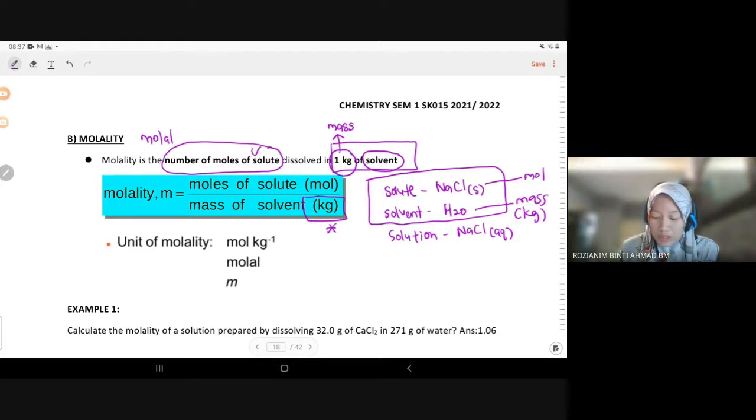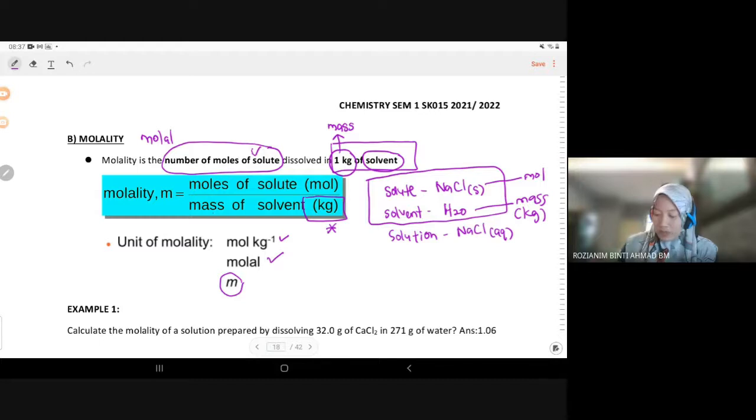Tak tulis unit mol tak apa, sebab mol memang dalam unit dia mol. Tapi kalau mass tak tulis kilogram salah. Kenapa? Mass kita boleh ukur dalam unit gram, tetapi definition molality wajib labelkan kilogram. So this is why the unit here is mole per kilogram, molal, and another one m small letter. Kalau molarity, M capital letter.